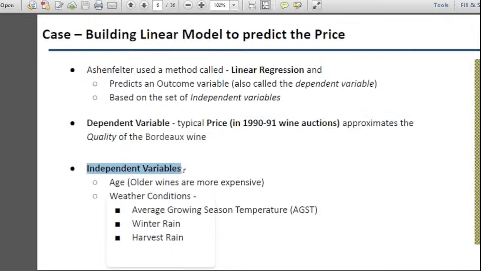Now, some independent variables that he used: age, age of the wine, then weather conditions in which that barley was grown. He used the data around the weather condition, like average growing season temperature, winter rain, and harvest rain. Along with the age, he used these three more variables to create a model with which he will be able to predict the price of the wine. Is that clear? Right? Okay.